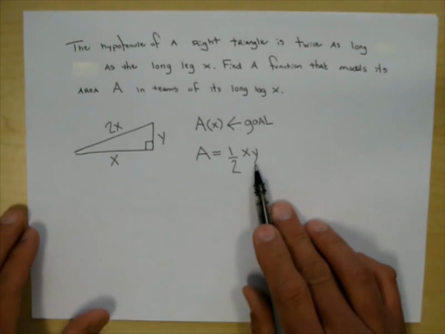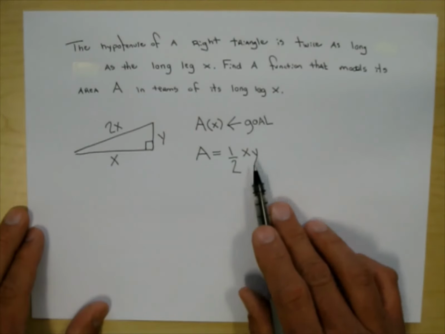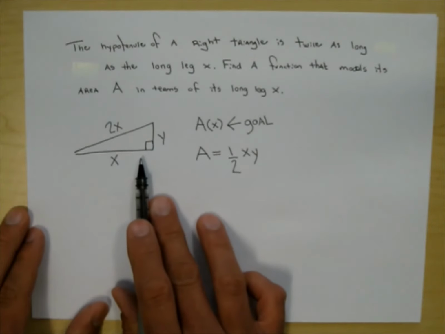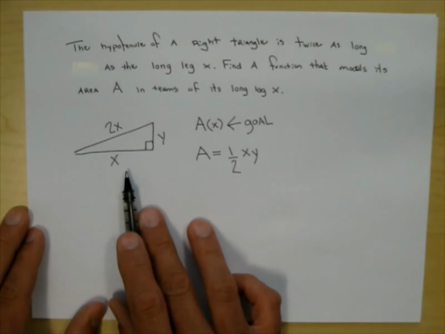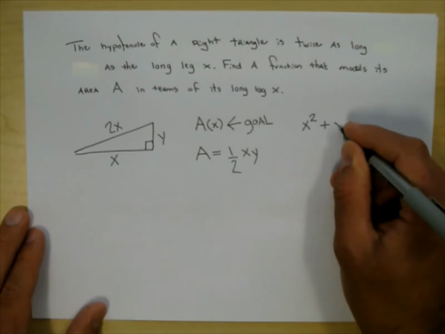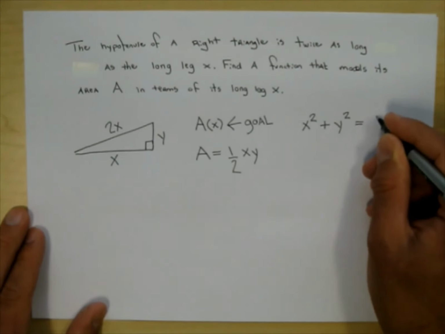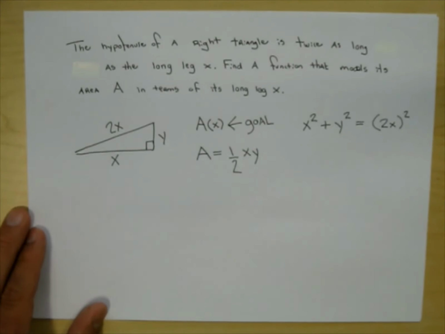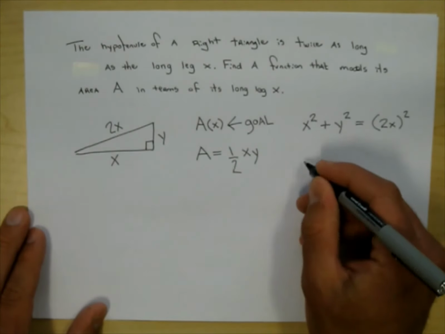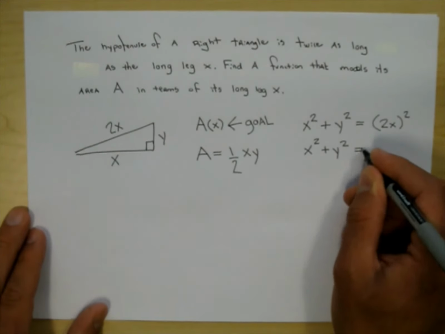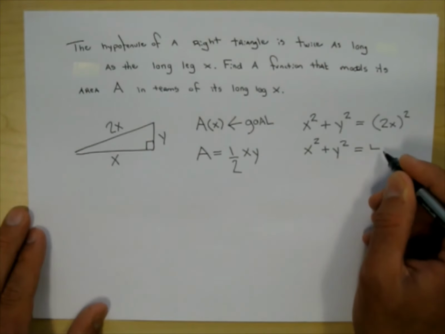So we need to cough up another equation that has a y in it, maybe an x, I don't know. And so when we look at this right triangle, maybe what we should think about is the Pythagorean Theorem. The one that goes x squared plus y squared equals 2x quantity squared. So that's what we're looking at. So let's go ahead and write this out. This is x squared plus y squared equals 4x squared.